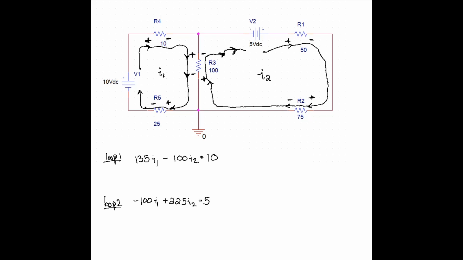What I'm going to do is simply plug one equation into the other. Solving for I1, we get 135 I1 is equal to 10 plus 100 I2, and I1 is simply equal to (10 plus 100 I2) over 135. So we can plug that loop 1 equation into loop 2, and we can solve for I2. That's what we're going to do now.